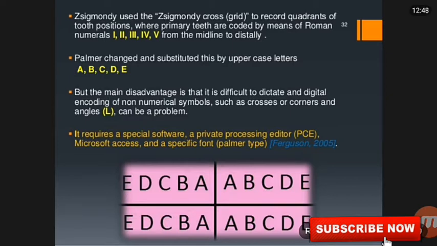Zsigmondy used the Zsigmondy cross to record quadrants of the tooth positions, while primary teeth were coded by means of Roman numerals 1, 2, 3, 4, 5 from the midline distally. Palmer substituted these with uppercase letters A, B, C, D, E. But the main disadvantage is that it is difficult to dictate, and digital encoding of non-numerical symbols such as crosses or corners of angles can be a problem.